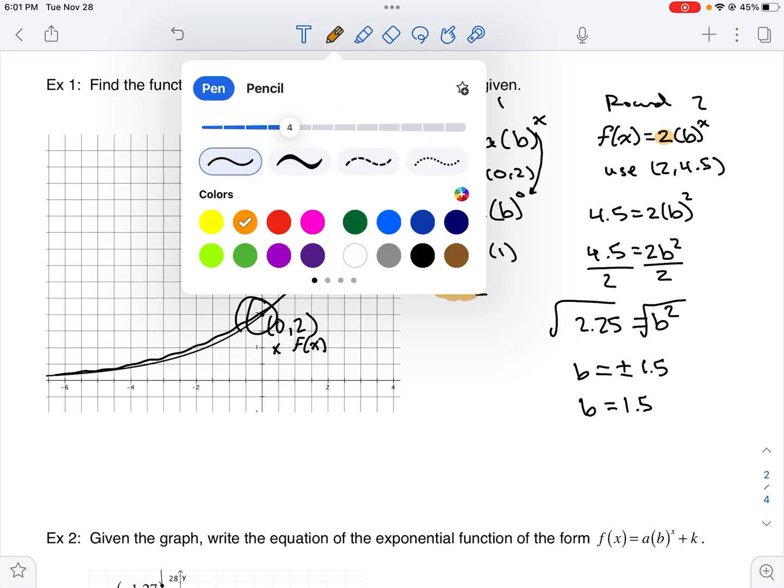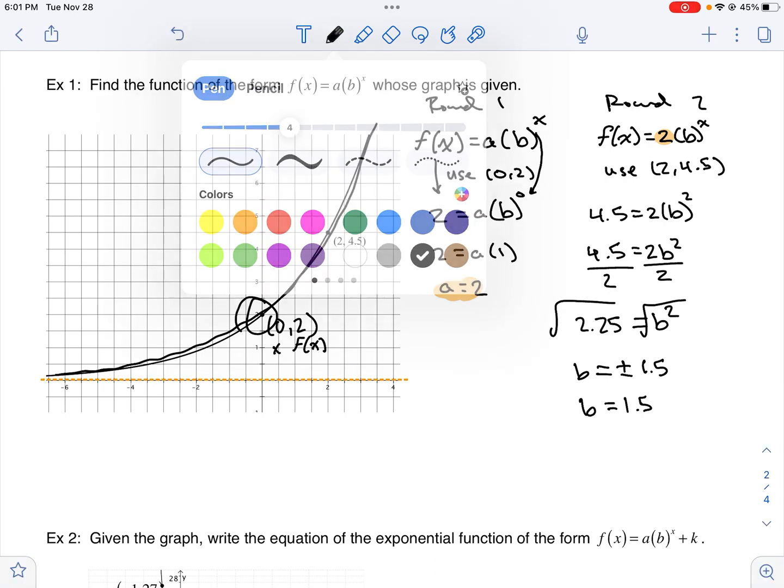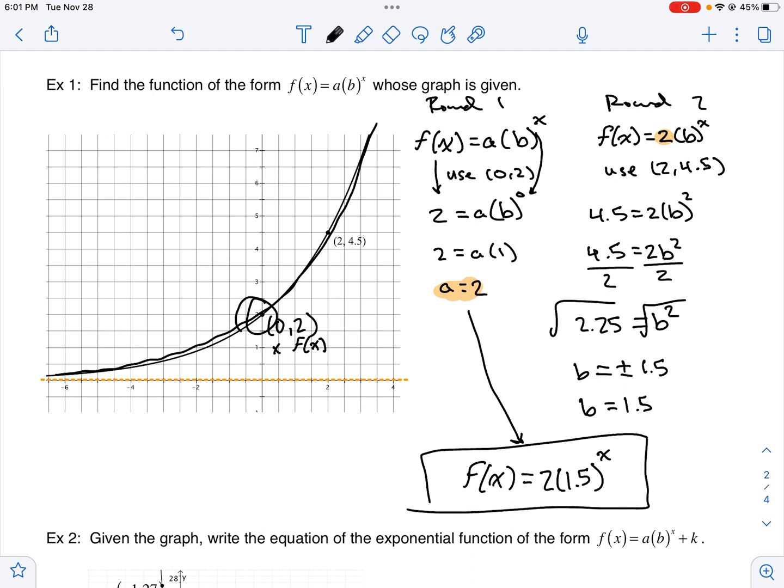Notice there's no k value because the horizontal asymptote is here at 0. So the final answer would be f of x equals the a value we found, which was 2, times the b value we found to the x. Feel free to rewind or watch again if you need to.